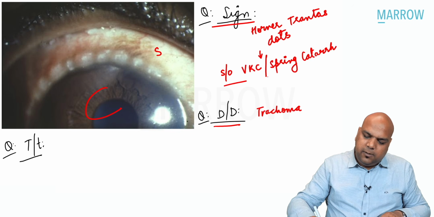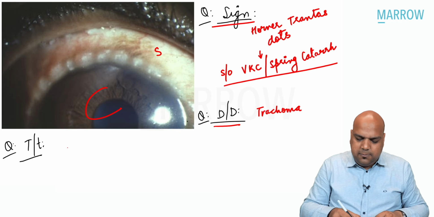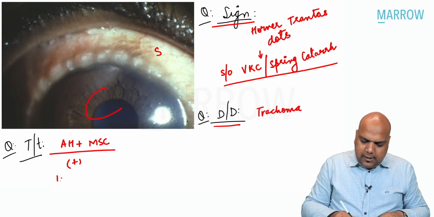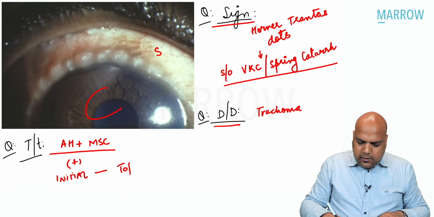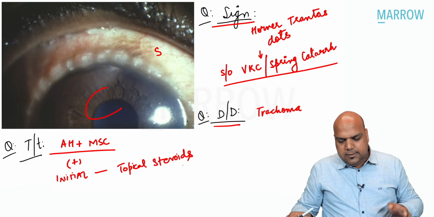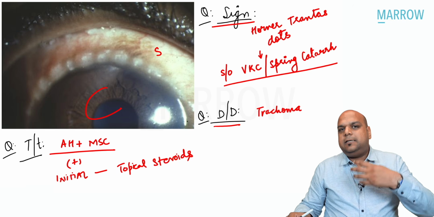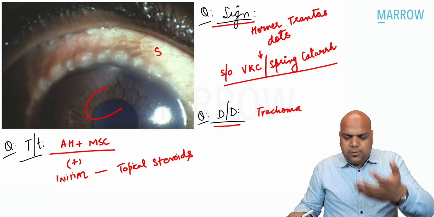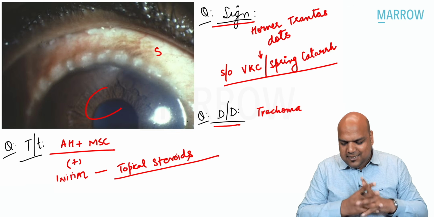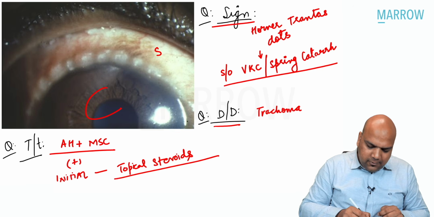Now, please remember, what is the treatment for VKC or spring catarrh? The treatment is pretty simple. You need to give antihistamines plus mast cell stabilizers, that is dual action drugs. But initially you also need to give topical steroids. Why, sir? Because there is a lot of itching in these cases. The dual action antihistamine plus mast cell stabilizers take around 4 weeks to start acting. So in the initial period, to give relief from the itching, we have to give topical steroids. All right. Now moving on, please.